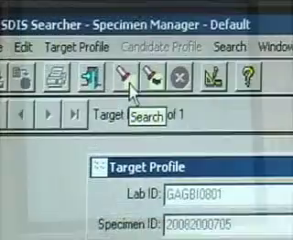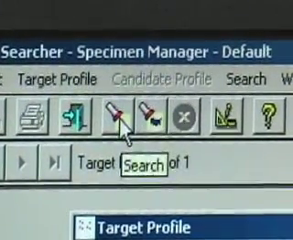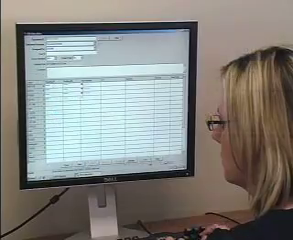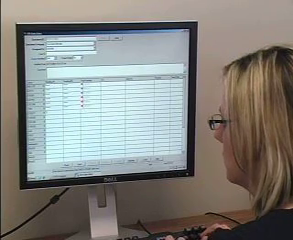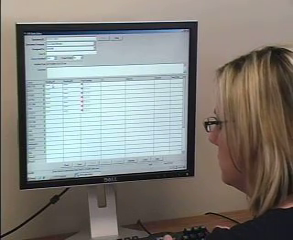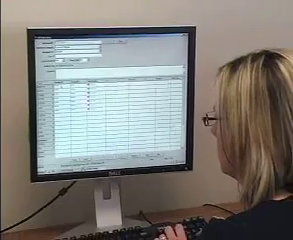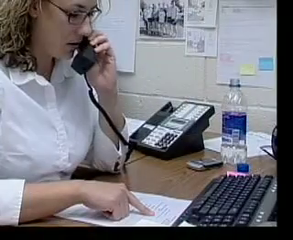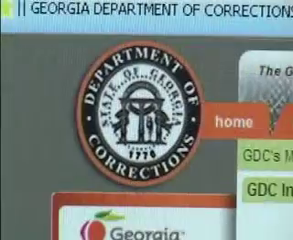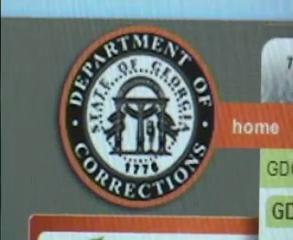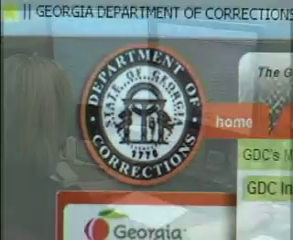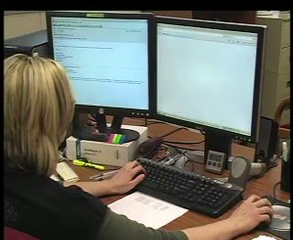CODIS allows for searching of forensic samples to determine if certain cases are linked or were committed by the same individual, such as in serial rapes. It may also link unsolved cases to convicted offenders. In Georgia, all incarcerated convicted felons and certain probationers are collected for DNA testing to be searched in CODIS.